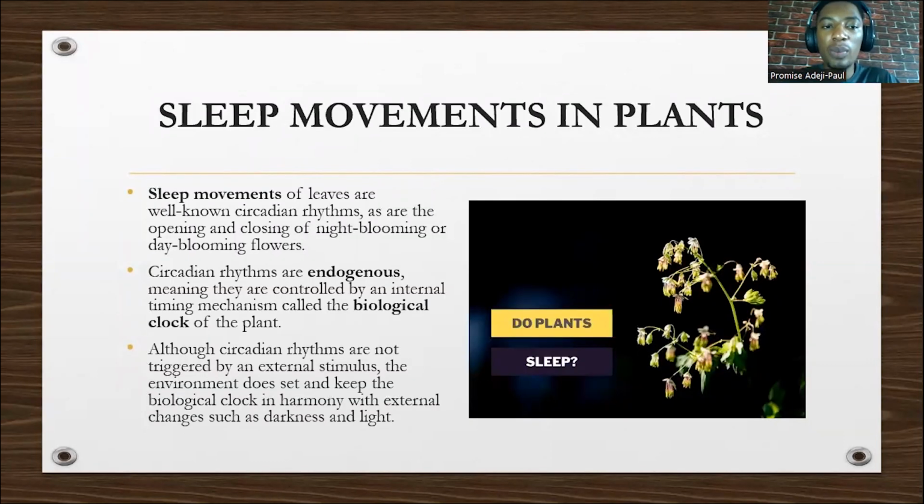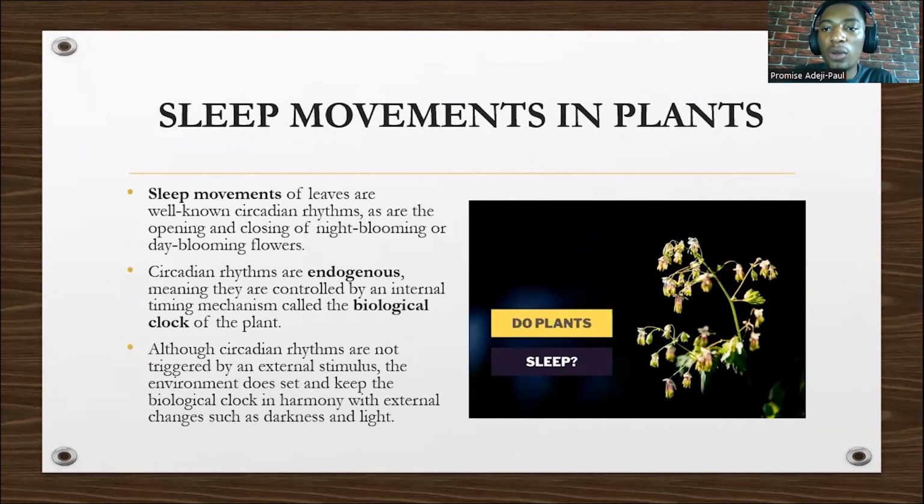So what about sleep movement in plants? Sleep movements of leaves are a well-known circadian rhythm. We know what we call circadian rhythm, like the internal clock of your body. So they are the opening and closing of night-blooming or day-blooming flowers. There are some flowers that are like that. Sometimes they open, sometimes they close. So circadian rhythms are endogenous, meaning they are controlled by an internal timing mechanism called the biological clock.